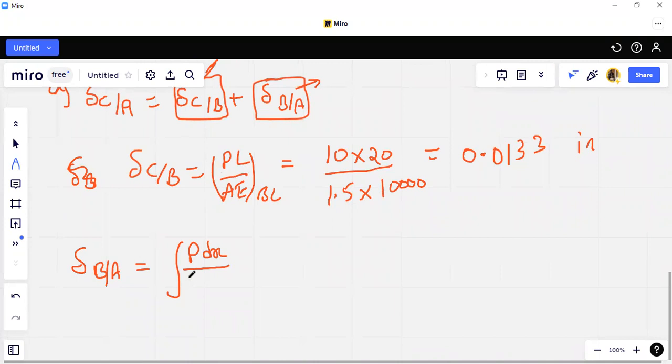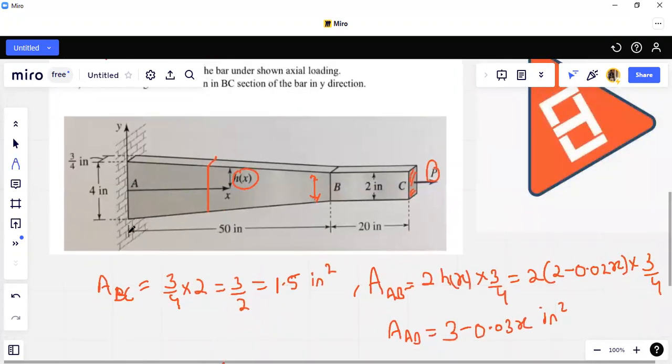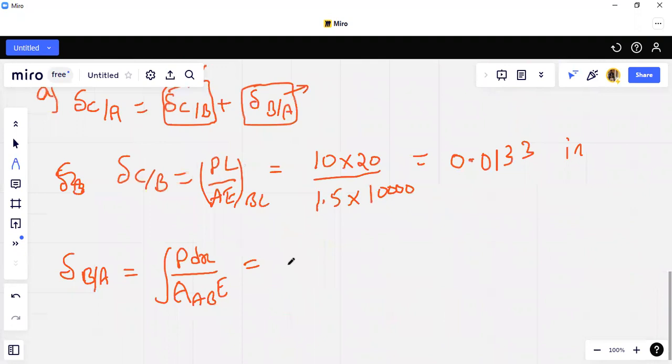area of AB cross section which we have calculated. That area of cross section of AB and E. And further we can write, let's see the figure first. This is varying from x, this x is in horizontal direction, you can see this x is in horizontal direction, so the limit will be 0 to 50.